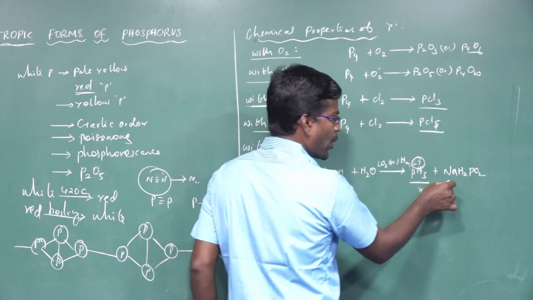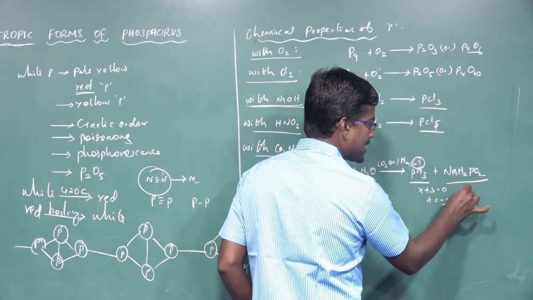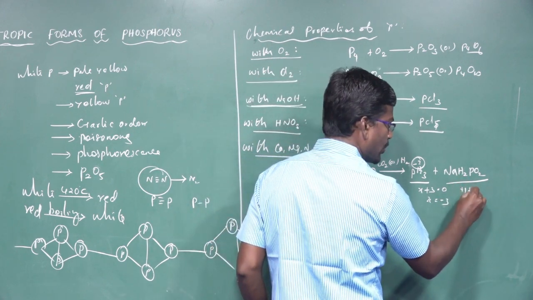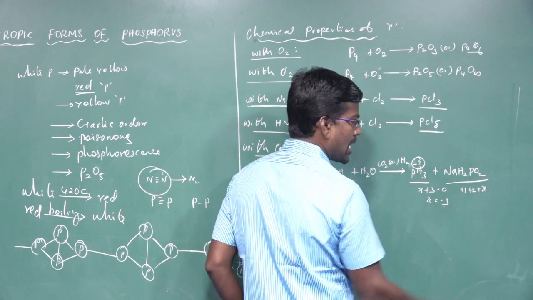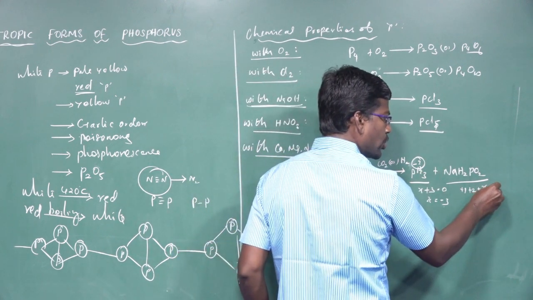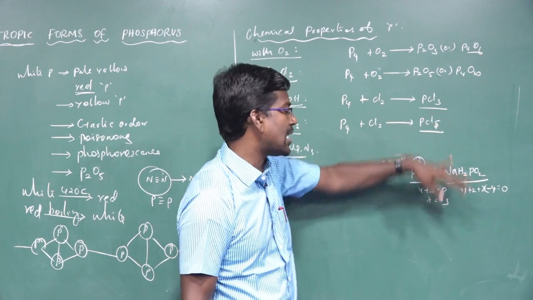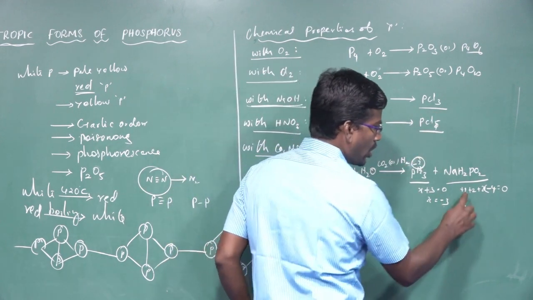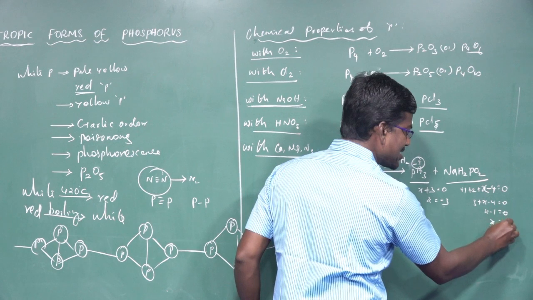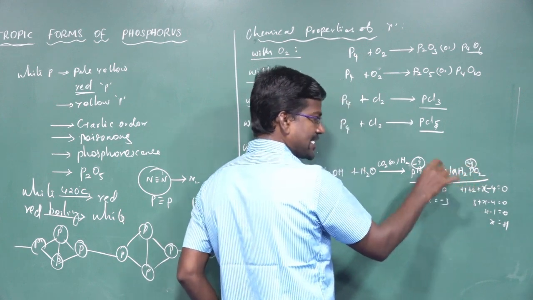Another one, sodium hypophosphite NaH2PO2. What is the oxidation state of sodium? +1. Of hydrogen? +1, and there are 2 hydrogens, so 2 into 1 equals +2. Phosphorus can be expressed as x. The oxidation state of oxygen is -2, and there are 2 oxygens, so 2 into -2 equals -4. In this compound there is no charge, so 1 plus 2 equals 3, plus x, minus 4 equals 0. x minus 1 equals 0, so x is +1. The oxidation state of phosphorus in sodium hypophosphite is +1.